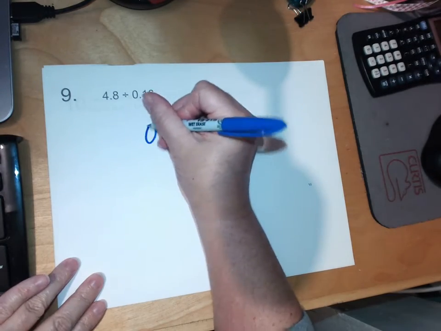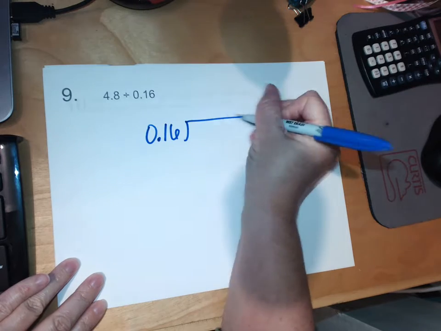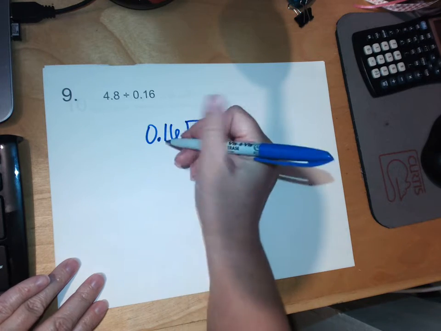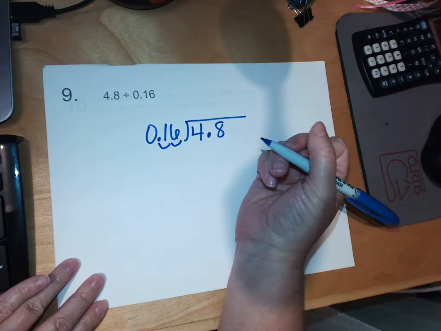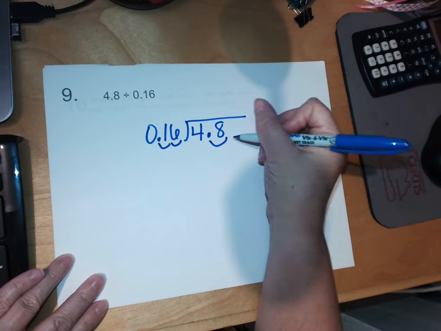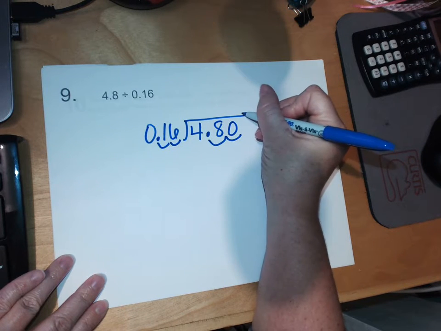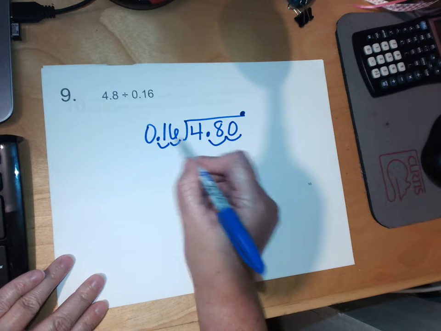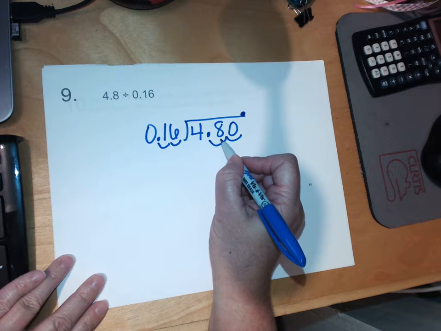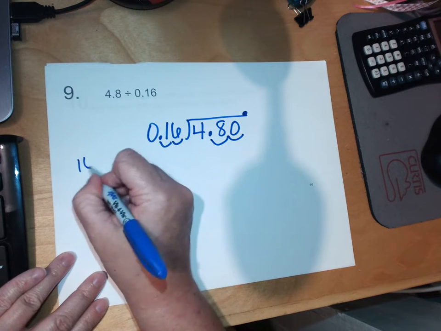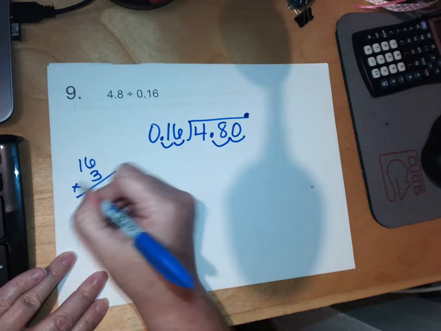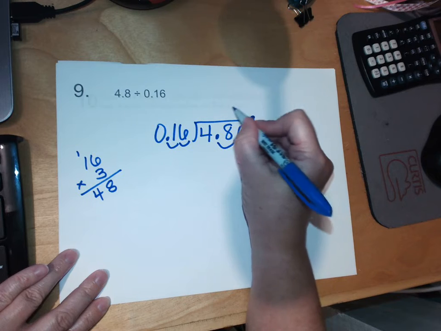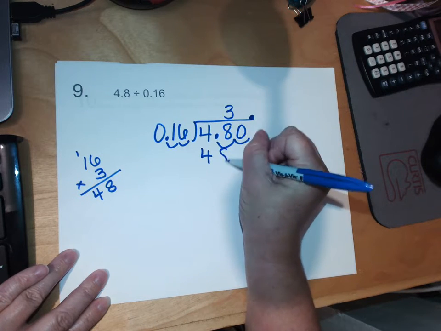Here, you have 0 and 1600ths divided into 4 and 8/10. Again, I can't divide by a decimal, so I have to move it over 2 spots to make it 16. I have to add a 0 to move it over those 2 spots. And now 16 can't go into 4, but 16 can go into 48. And I think it's 3 times. Let me double check. 3 times 6 is 18. Yes. So I'm going to put a 3 here, which is 48.